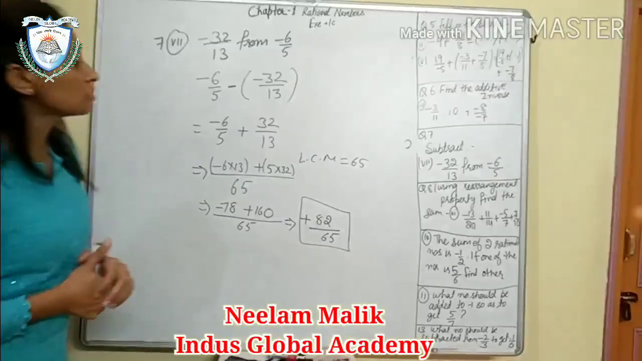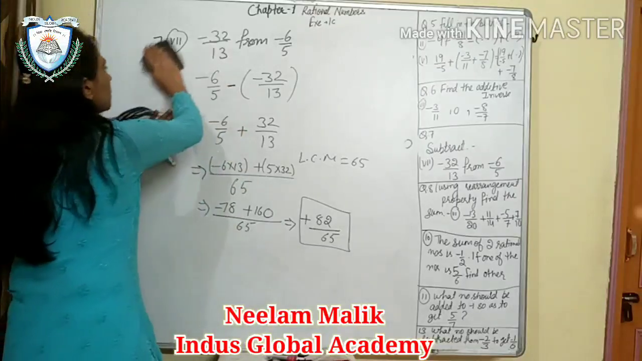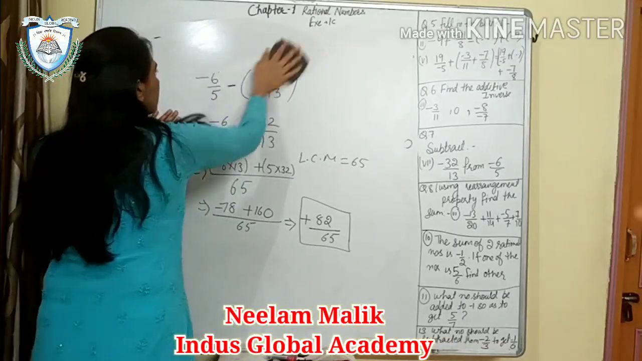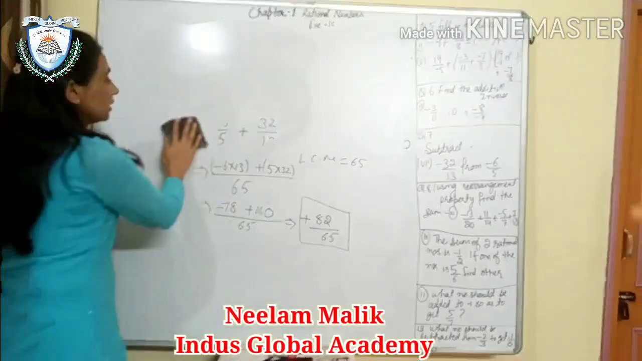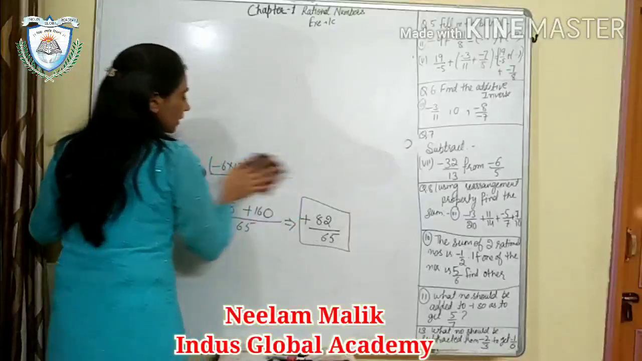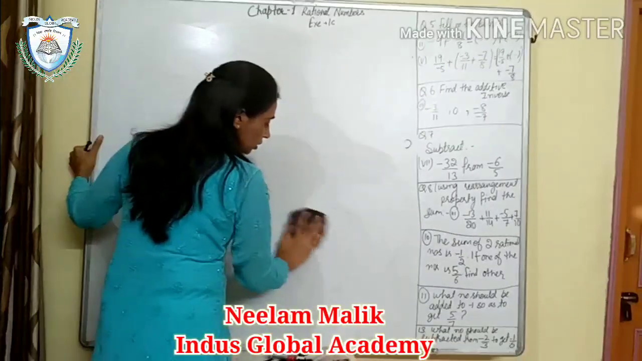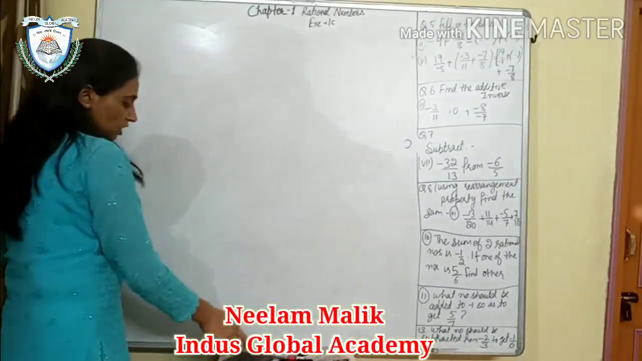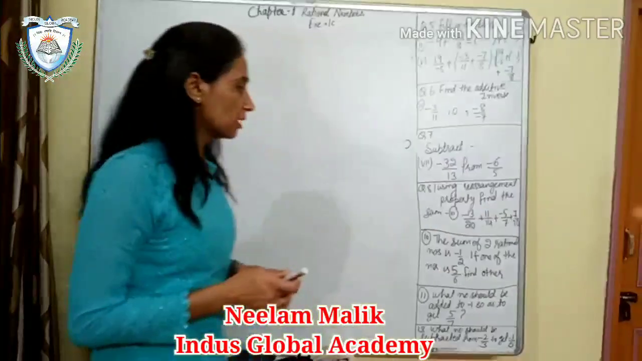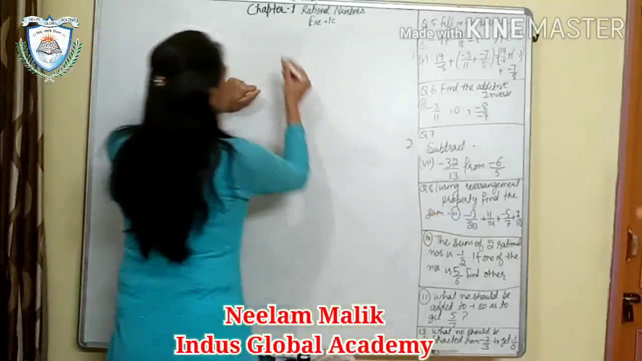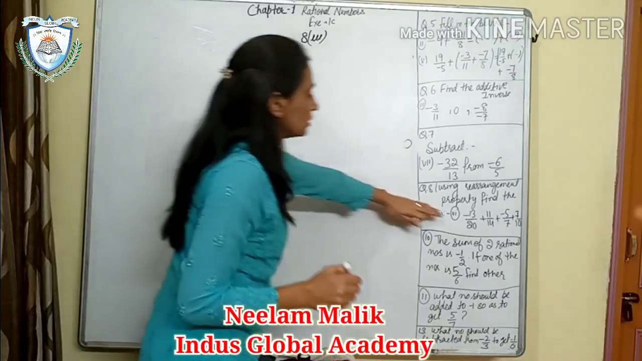Okay, the next sum is question number 8. What do we have to do in that? Some rational numbers are given. We have to rearrange the numbers and then solve. Whatever sign is given, if we have to add, we will add. If negative is given, we will subtract. So let's start with question number 8. Using rearrangement property, find the sum. The third one is question number 8. I am doing the third one here. So what is that?